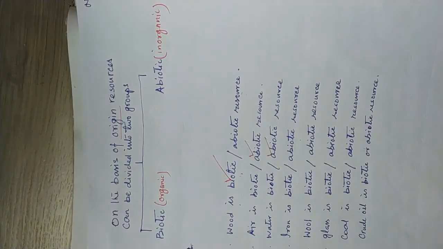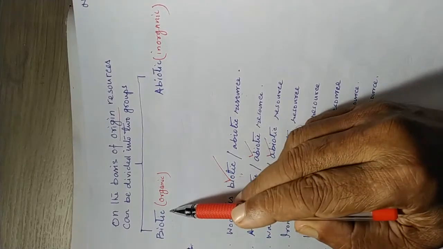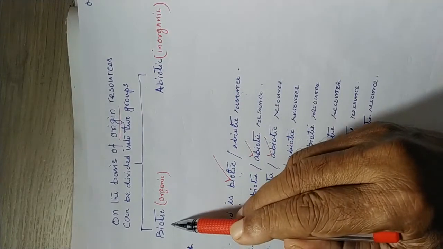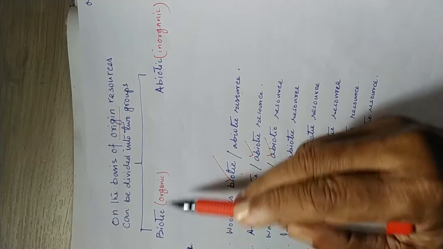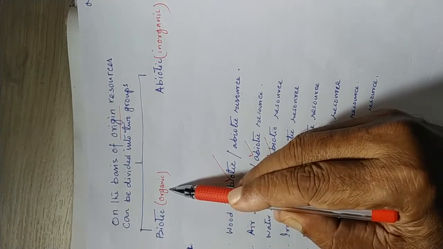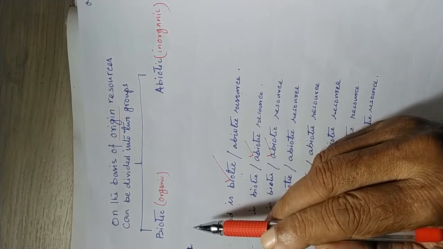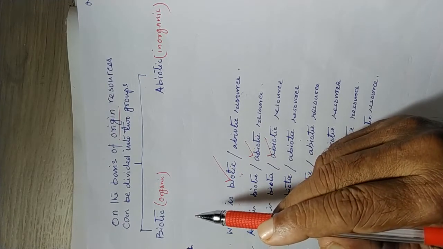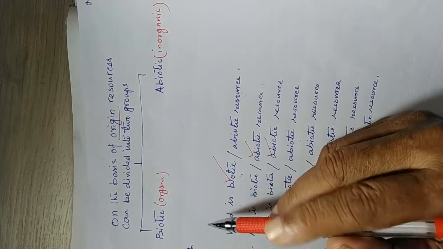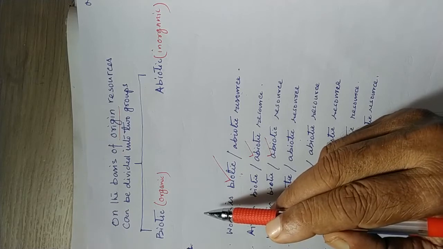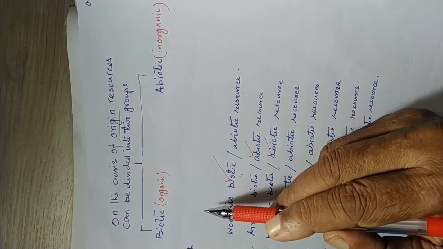So, on the basis of origin, the resources are classified as biotic resource and abiotic resource. Now let us first understand what is biotic resource. Biotic resource is also called organic resource. The term biotic is referred to all living things, the living parts of the ecosystem. Substances derived from living things or living things themselves constitute biotic resources.